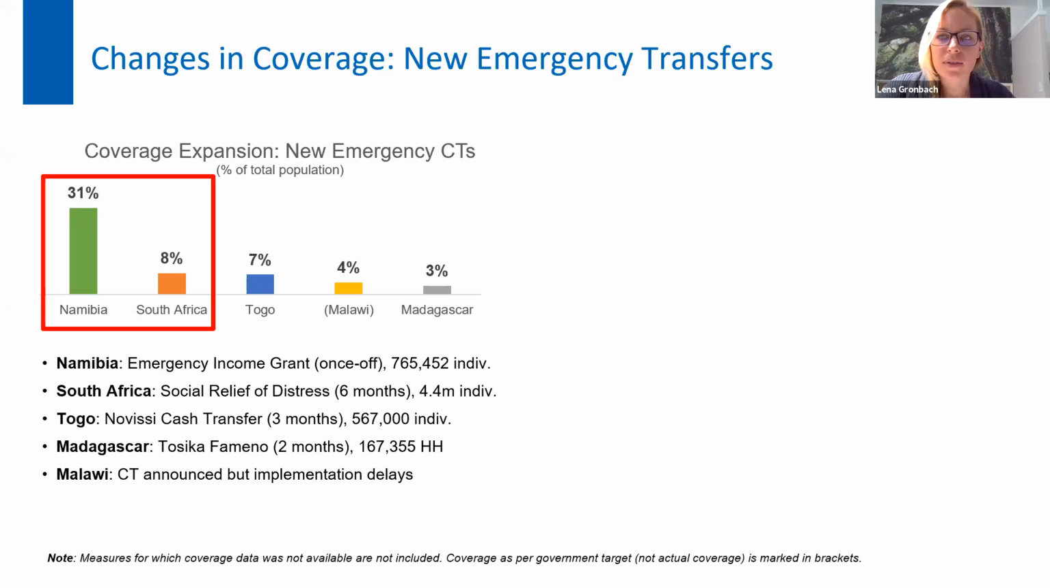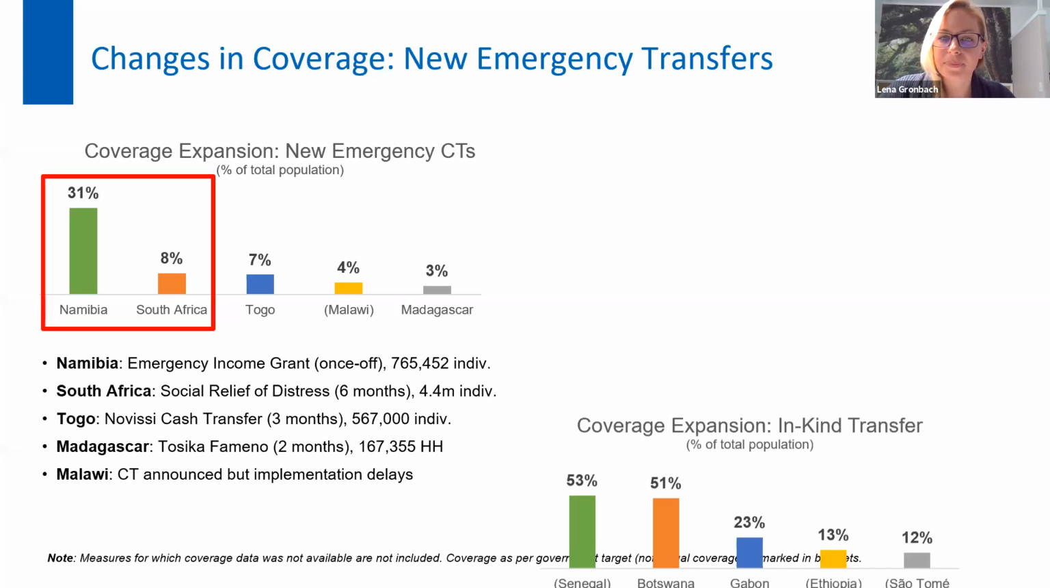Togo, Madagascar also had emergency cash transfers, mostly short-term, 2 to 3 months. Malawi did announce quite a large program, but it was never implemented due to many reasons, among other coordination and funding issues. So hence it is included, but in brackets.